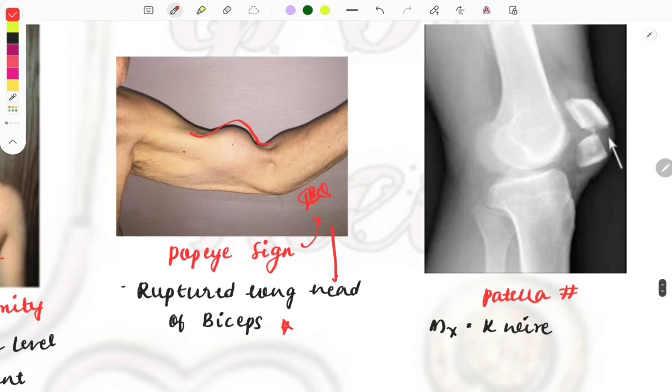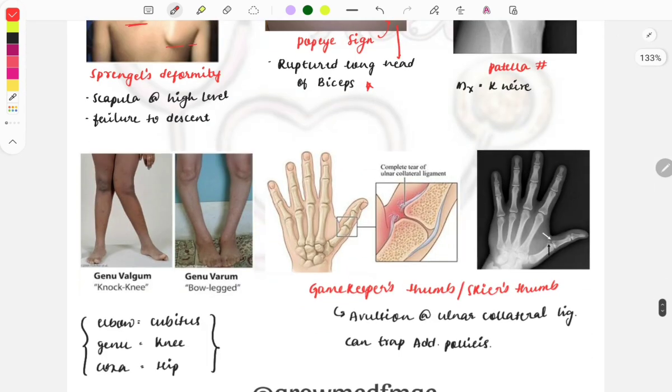Then this is also a previous year question. So you can appreciate here the patella is fractured, and the management of the patella we will be doing by the K wire.